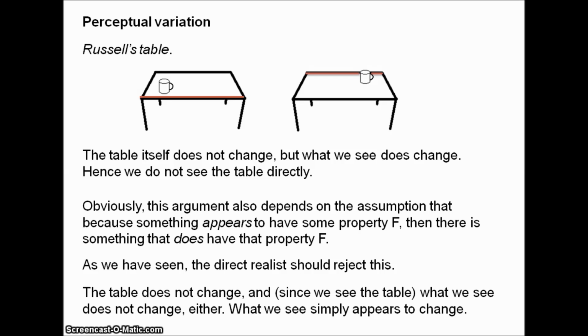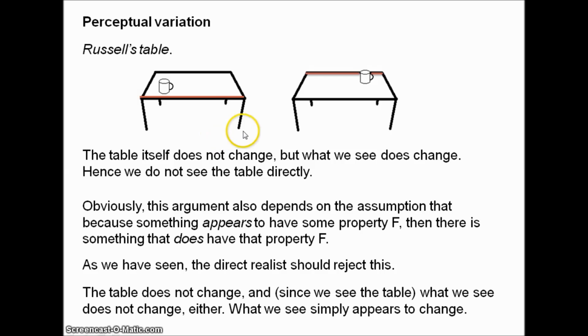It's easy to account for why the table appears to change without invoking sense data or any other perceptual intermediary. There's nothing at all mysterious about perspective distortion. It's no surprise that if you stand in this part of the room, the table may look different than when you stand in this part of the room.